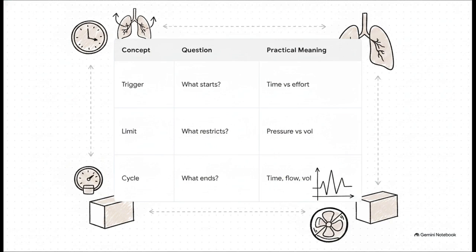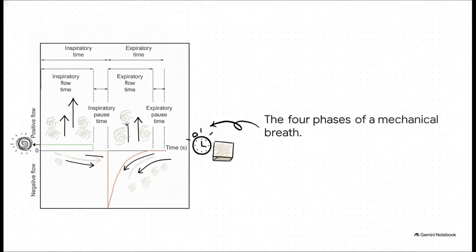The limit is what restricts the breath. It caps the gas delivery at a specific pressure, volume, or flow to make sure we don't cause injury. And finally, the cycle. That's what actually turns the breath off, terminating the inward flow and flipping the machine over into exhalation mode. Now, when you map those variables out over time, it flows beautifully.